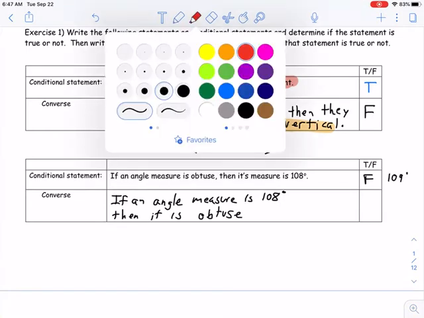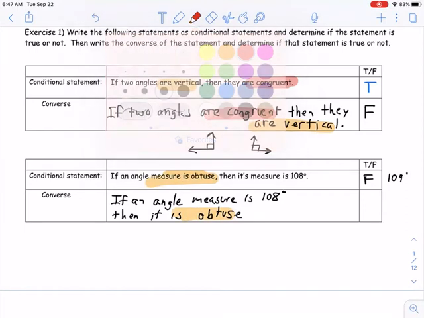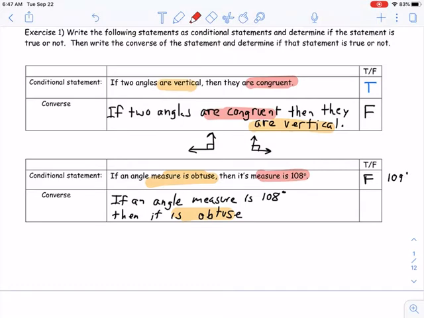Alright, and let's take a peek at this one. Obtuse went to the back. Measure 108 degrees went to the front. So that's the converse. This one is true. Alright, if it's 108, by definition, it has to be obtuse. Alright, so just one little thing.